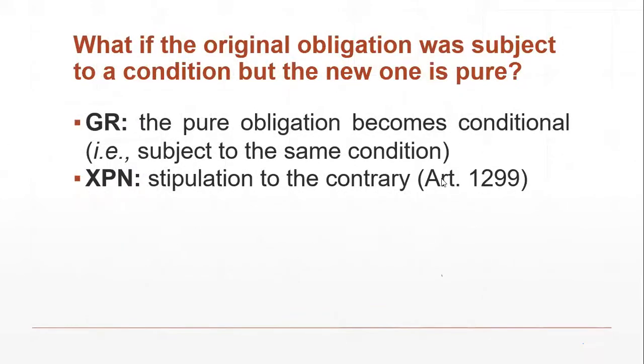What if the original obligation was subject to a condition, but the new obligation is pure? As a general rule, the pure obligation, the new one, will become conditional, subject to the same conditions as the old, except if there is any stipulation or agreement to the contrary. This is under Article 1299 of the New Civil Code.